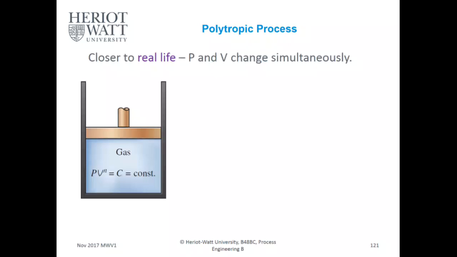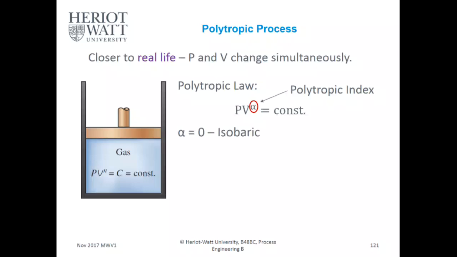So what is a polytropic system? Your PV changes in a polynomial fashion, in a parabolic fashion, rather. It resembles more of a real-life approach. So the polytropic law: PV to the power alpha, your polytropic index, equals a constant. Now this constant, and you know PV equals nRT, your nRT is the constant.